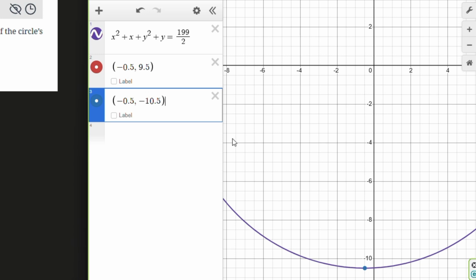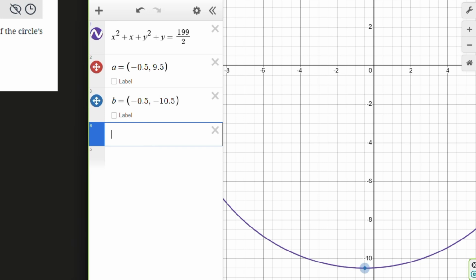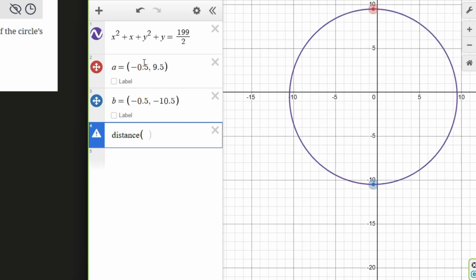Please don't trick between those two. Now, let's just assign them random letters. Let's say it's A and let's say it's B. Doesn't matter. We have a specific formula in Desmos called distance. Let's use it. I just have to write distance and open the parentheses. And in here, I just will write A, comma, B.